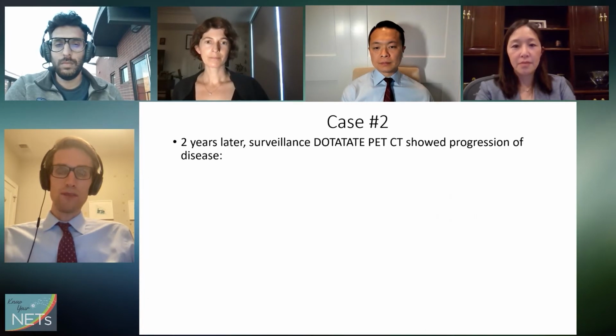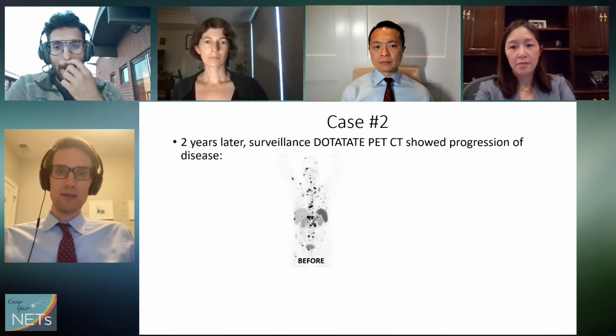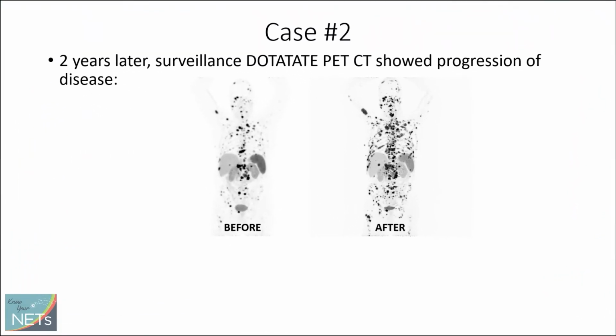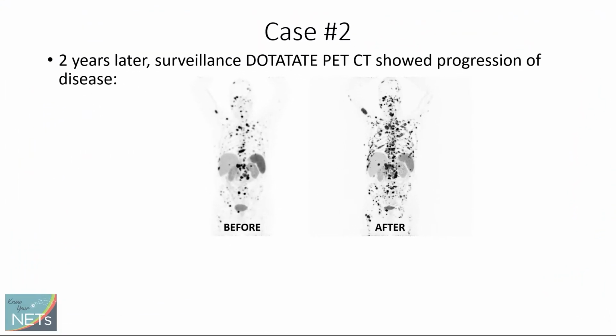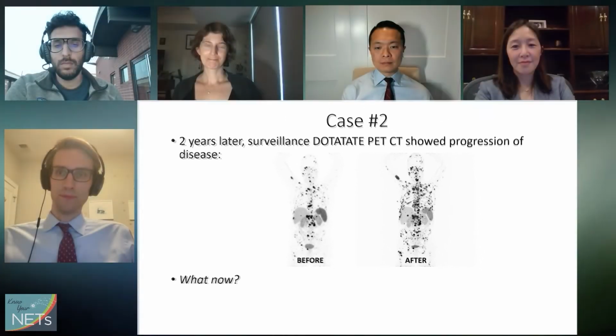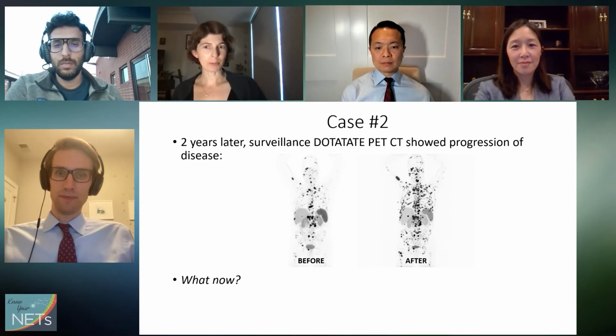So 2 years after octreotide, he gets a surveillance total PET CT, and this is what it shows now. We're going from a fair amount of liver disease to really a fair amount of bone disease, to a lot of bone disease. Courtney, what now? I think now would be a great time for PRRT.